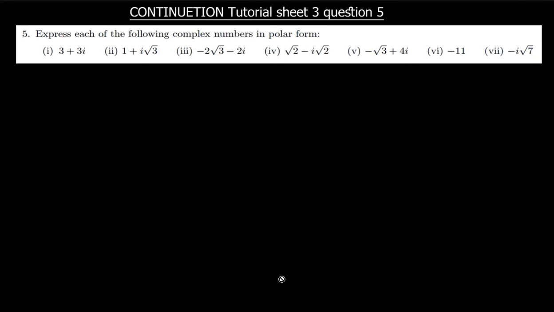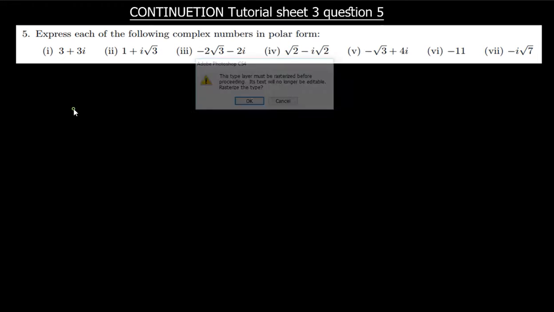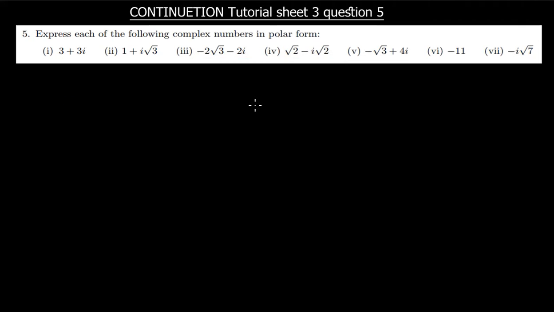Hi everybody, so this is a continuation of tutorial sheet 3 question 5. Last time I ended on question 2, so I'm going to start on question 3. Question 3 is negative 2 root 3 minus 2i.